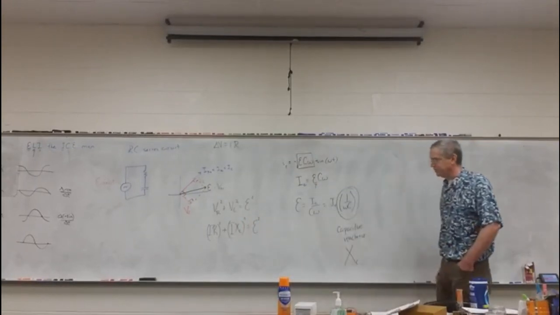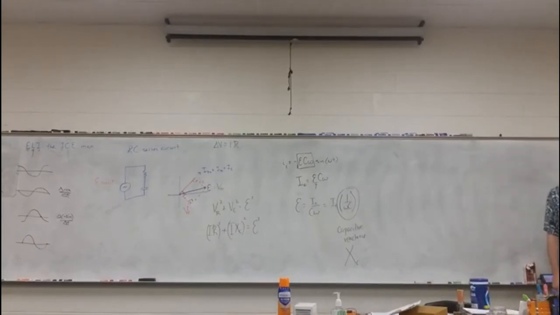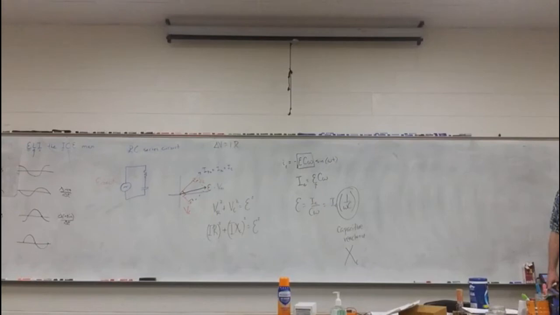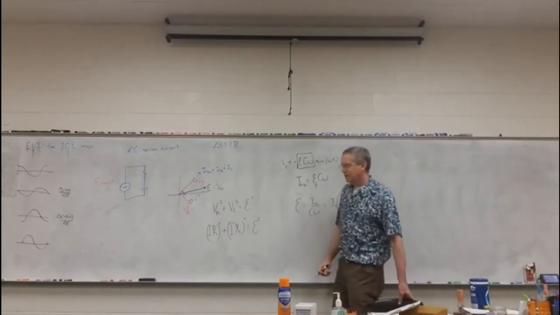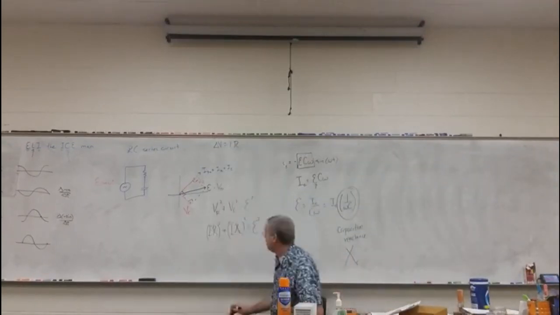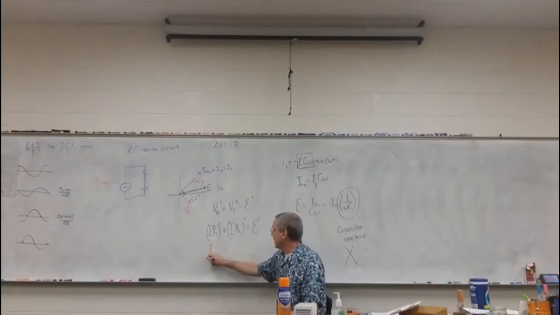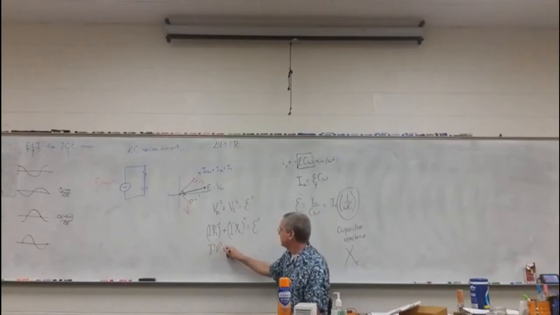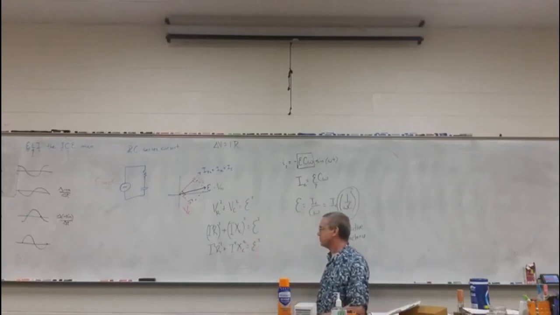Squared is equal to epsilon squared. And the fact that the capacitive reactance is 1 over omega C, that's always true. That's not specific to this particular problem. Taking it that next step, I'm going to square things here. So this is I squared R squared plus I squared X sub C squared is equal to epsilon squared.